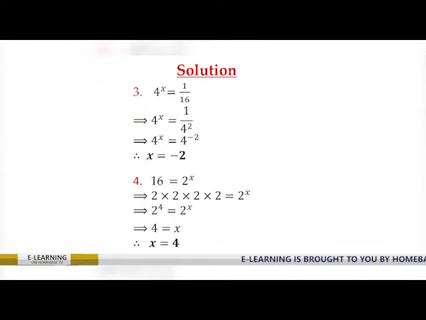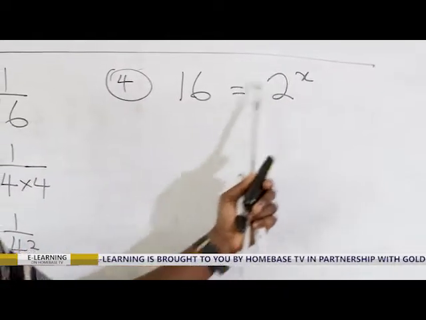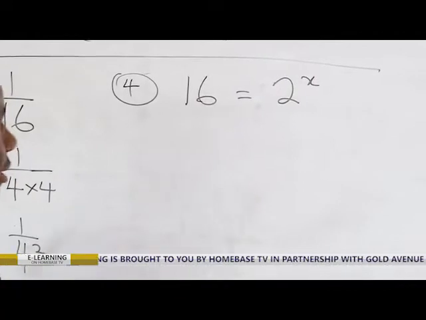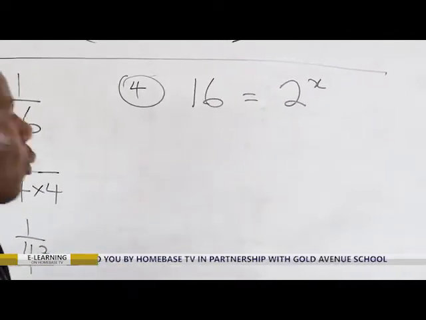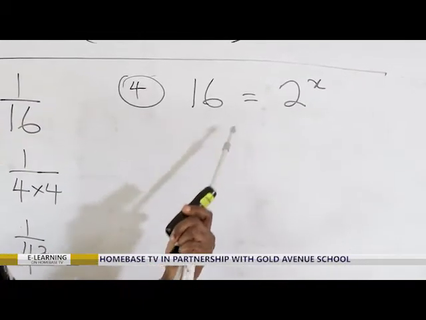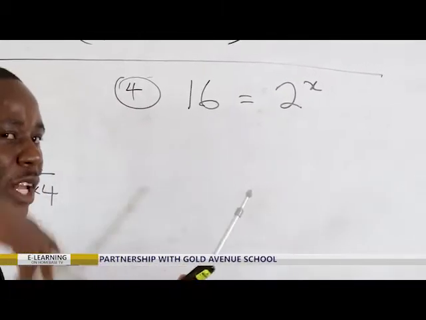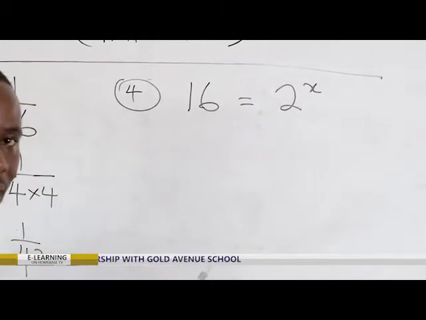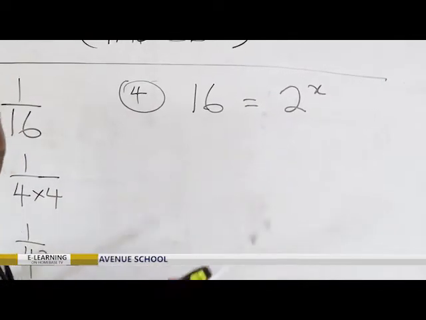For question number 3. 16 is equal to 2 exponent x. So on my left is the whole number, on my right is the exponential form, whereas it is having the base of 2. So what it means is that 2 should multiply by itself a number of times to get 16, because the base is 2.